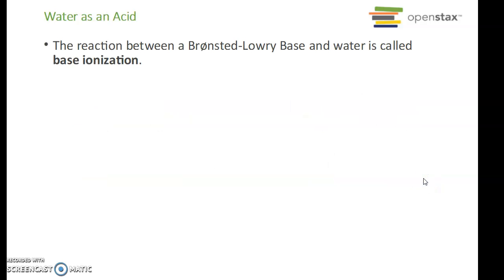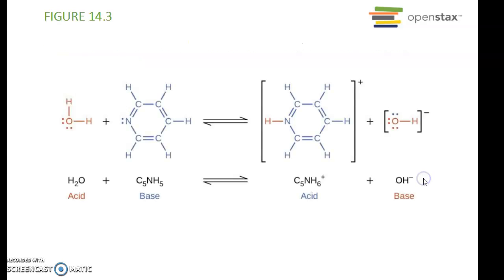So a reaction between a Bronsted-Lowry base and water is called a base ionization. You see that here that the water is acting as an acid. Here is your base, and it is forming this type of compound right here where you can see that hydrogen has been added to this nitrogen. And now the OH forms that base.